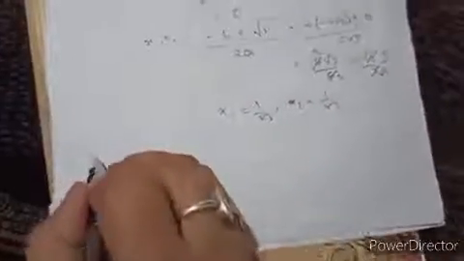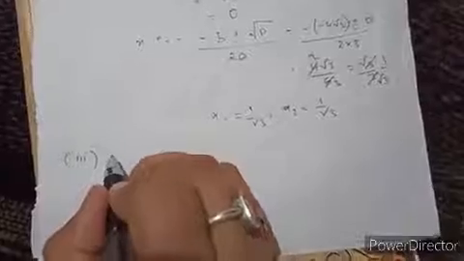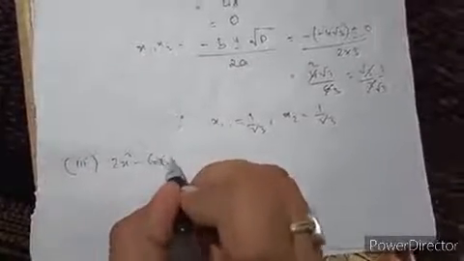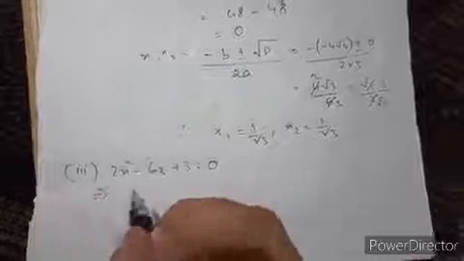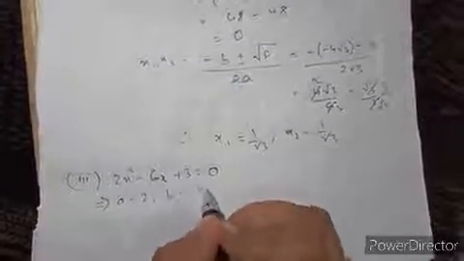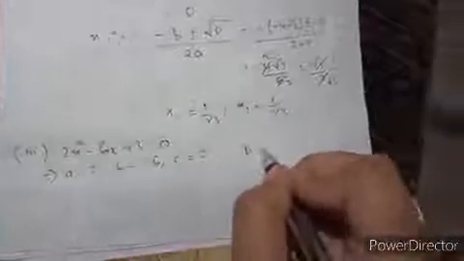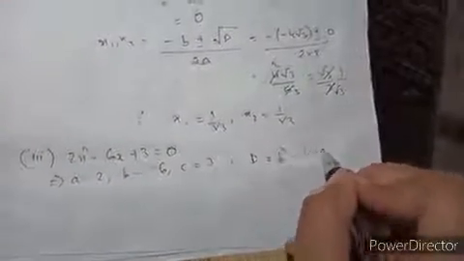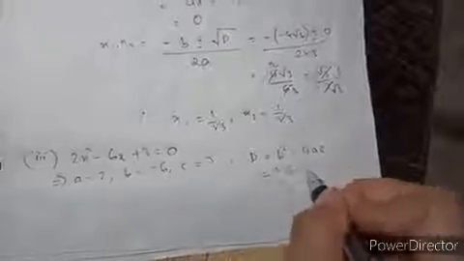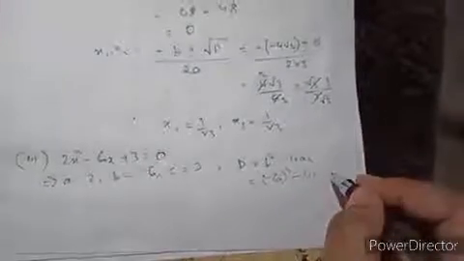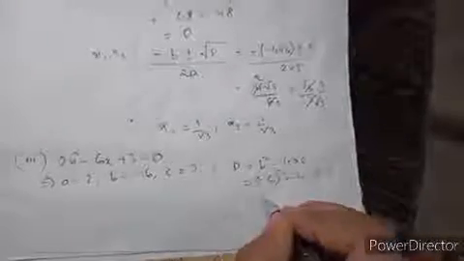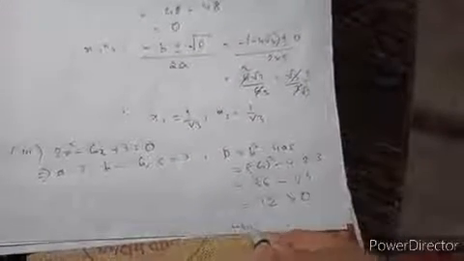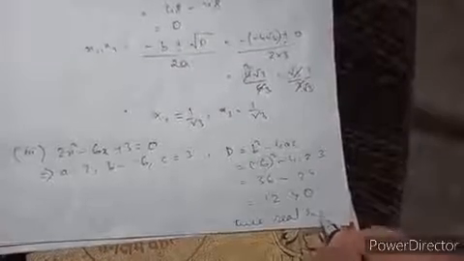Okay. So let us go for the third question. The third part equation is 2x square minus 6x plus 3 equals to 0. Here a is 2, b is again minus 6, c is 3. Let us find the value of d, that is b square minus 4ac, that is minus 6 whole square minus 4 into 2 into 3, that is 36 minus 24. So 12, it is greater than 0, that means you will have two real roots, isn't it?